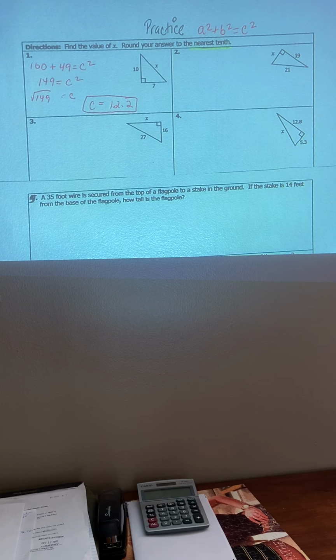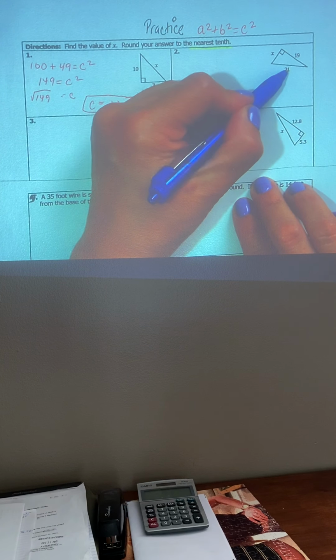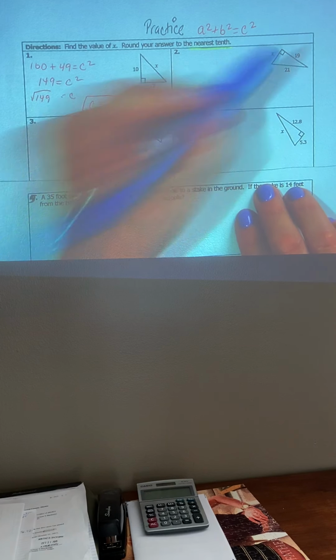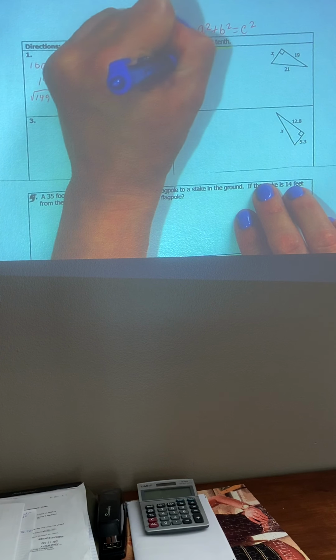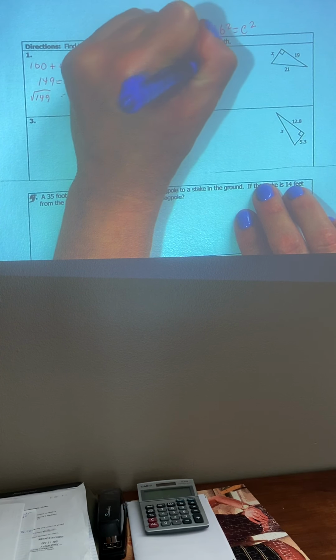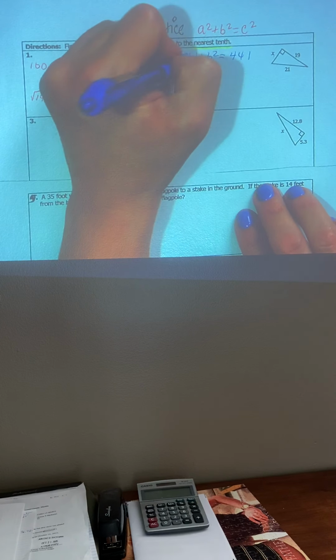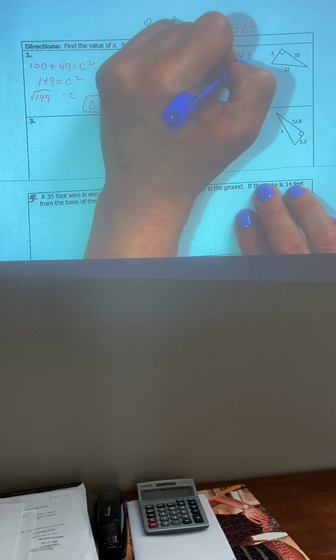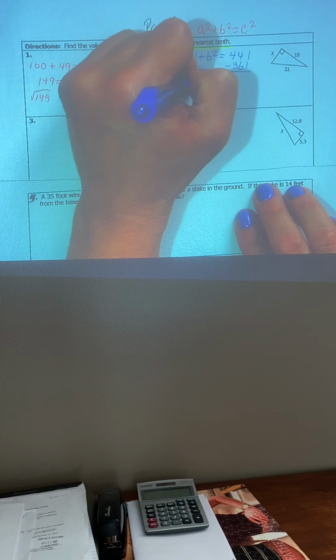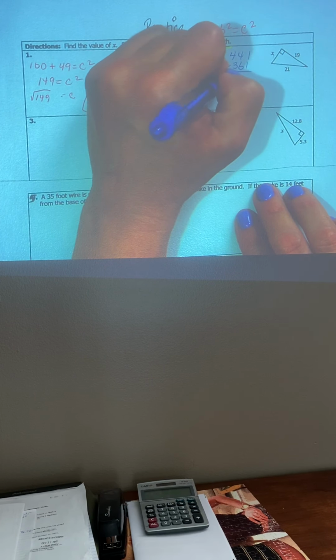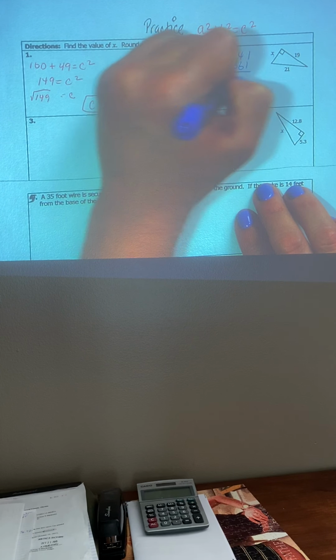Okay, let's try this one here. Notice this is c, so we'll have to find b. So 19 squared is 361 plus b squared equals 441. That's 21 squared. Minus 361. b squared equals 80, and b equals the square root of 80.